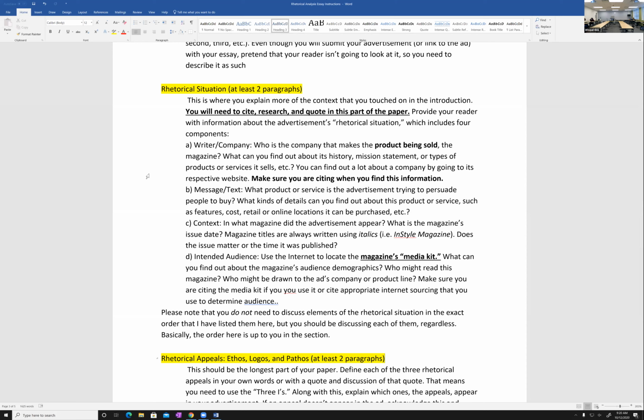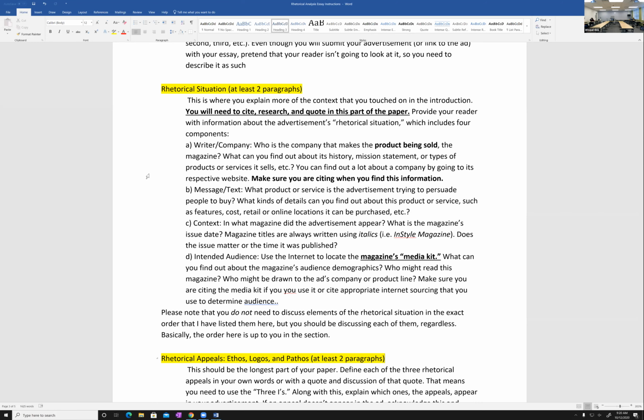If you see an advertisement in Martha Stewart Living versus an advertisement in Gamers Secrets, they're not targeting the same people. Do you understand that? People who read Martha Stewart Living, that's not the same audience that reads Game Informer or Gamer magazines. So this is why it's good if you look up the media kit to determine audience, okay?